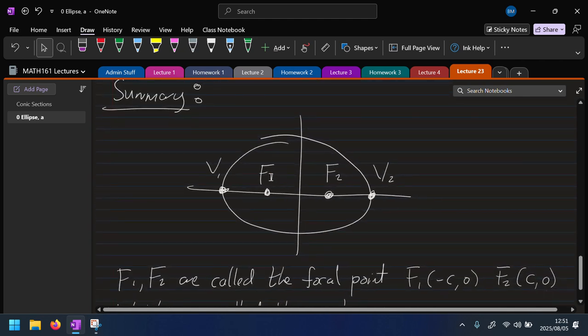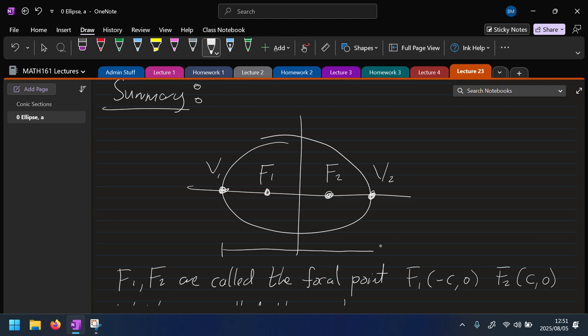Okay, some more terminology. The longer length here. Your ellipse could be stretched horizontally or vertically. Whatever the longer one is, in this case it's horizontal, we call that the major axis. Right, that's the longer one. And then the other one, that's the shorter one, we call that the minor axis. Okay, so here it's stretched horizontally, so that's the longer one. That will be the major axis. And then vertically, that is the minor axis.